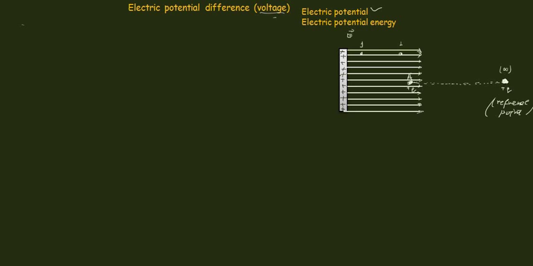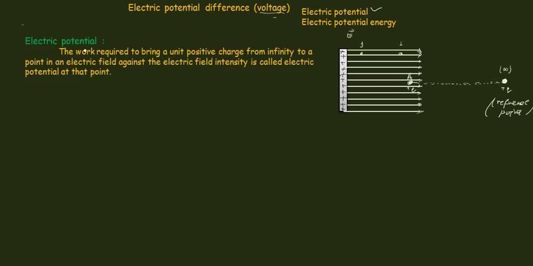If we want to move this positive test charge from the reference point to inside an electric field, let's say point 1, then some work has been done. This work done per unit charge is basically called the electric potential. So we can define electric potential as the work done required to bring a unit positive charge from infinity to a point in an electric field against the electric field intensity.